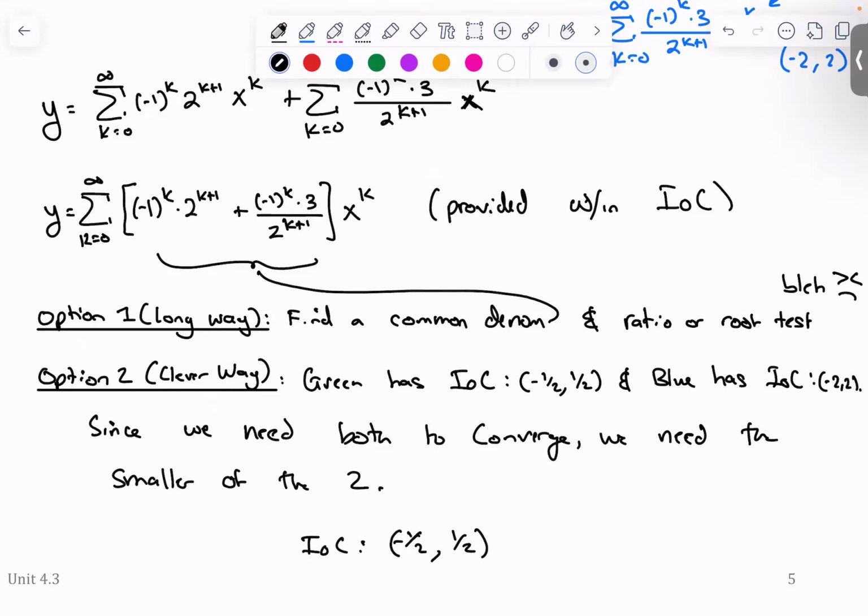And I encourage you, on your own time at some point, to go through and check this out, try it the long way and see if you get the same answer. If you plug in -1/2, that piece converges and that piece diverges. So it will not converge at either endpoint. But you can verify it if you want.